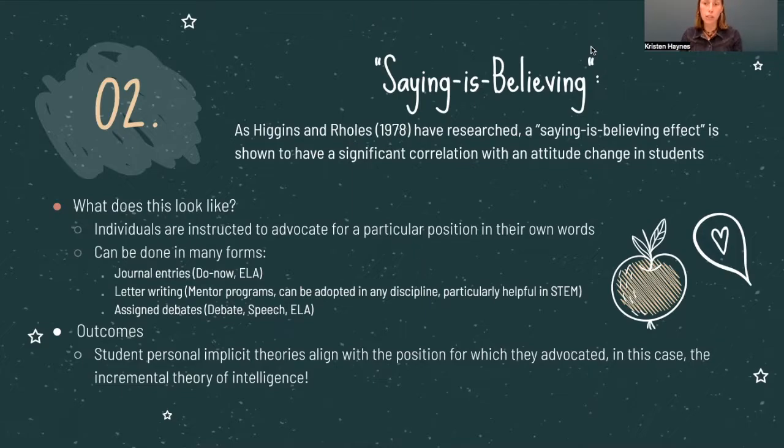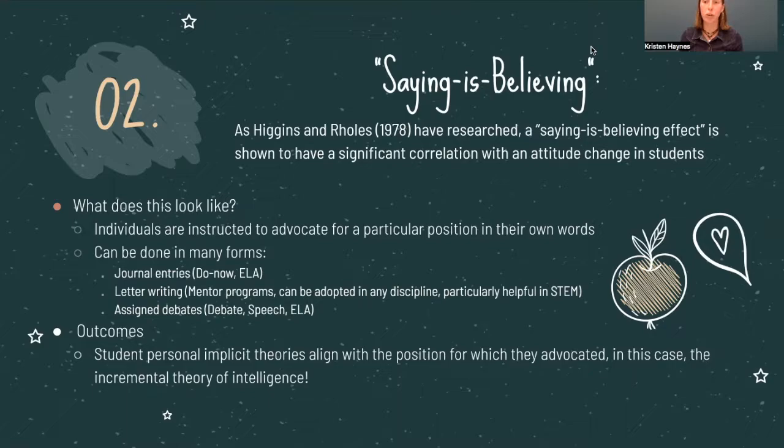This has numerous applications for many different content areas. In subjects such as English language arts, journal entries are a really positive way to promote this incremental theory of intelligence directly related to content. Almost any content area can do a short journal entry as a do now and ask students to advocate and support incremental theories of intelligence.